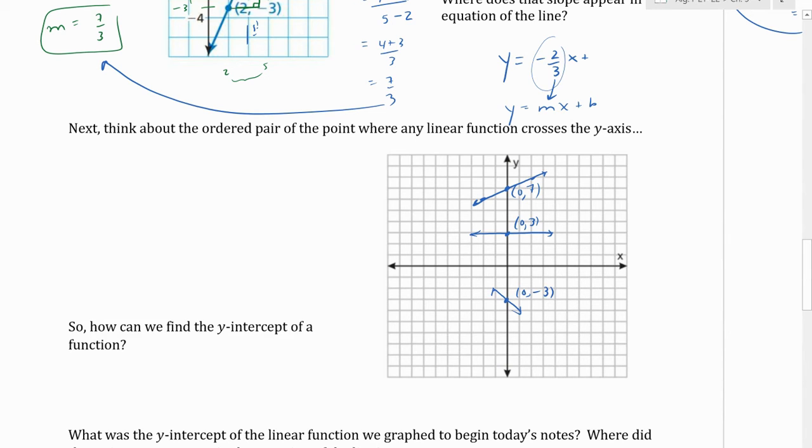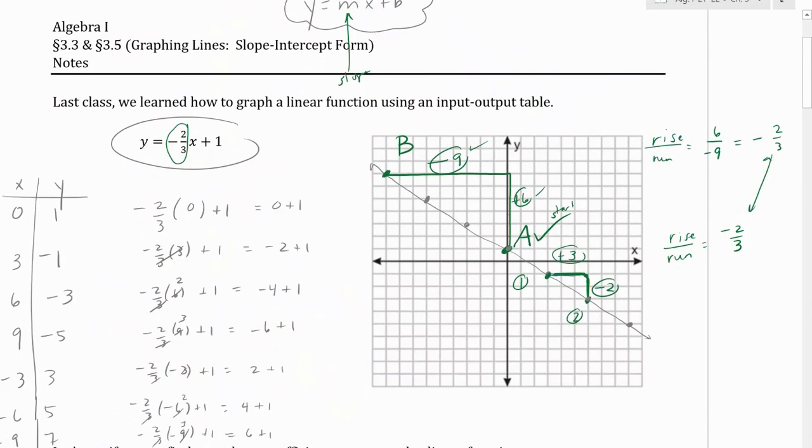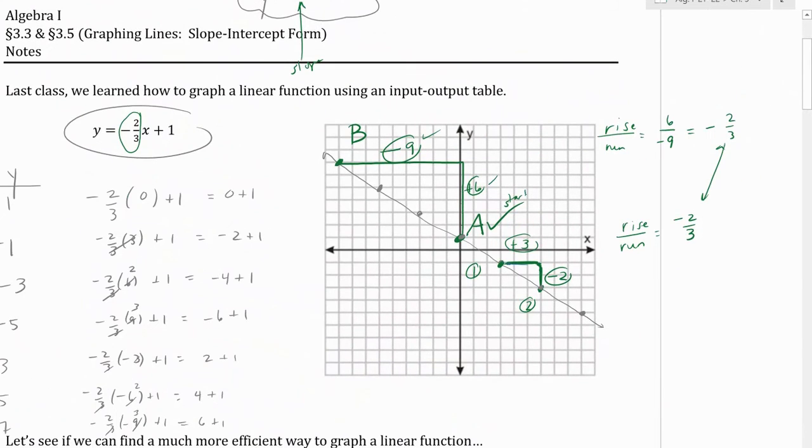So all those points where we cross the y-axis, what do they all have in common? It's whatever that y value is, but the x value is 0. So how can we find a y-intercept? Every time, we're going to let the x be 0. Okay, so now let's go back to where we started. When we graphed that, what was the y-intercept of this line? Well, right there. It was at 0, 1.